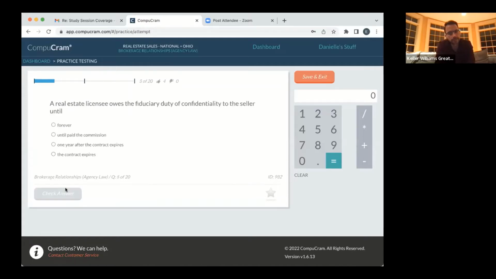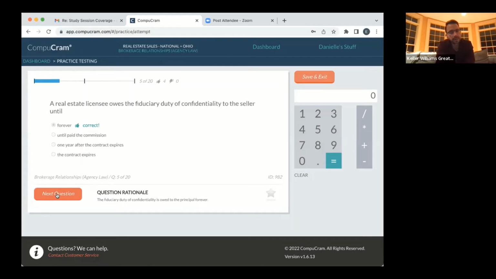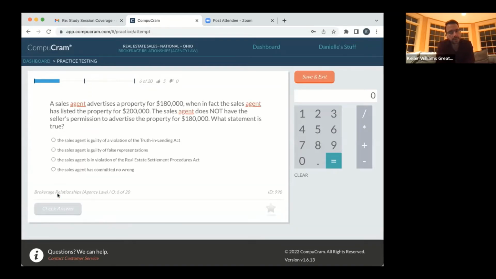That is it. Next one, a real estate licensee owes fiduciary duty of confidentiality to a seller until: A, forever; B, until paid the commission; C, 1 year after the contract expires; or D, when the contract expires. I'm seeing a lot of A's. That is correct.